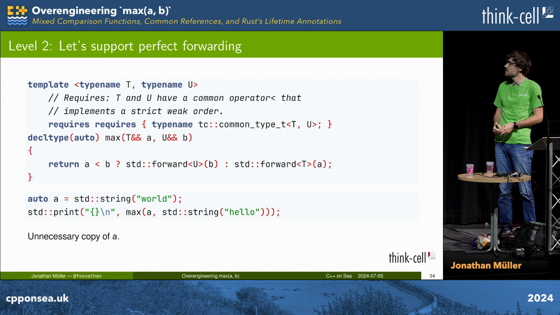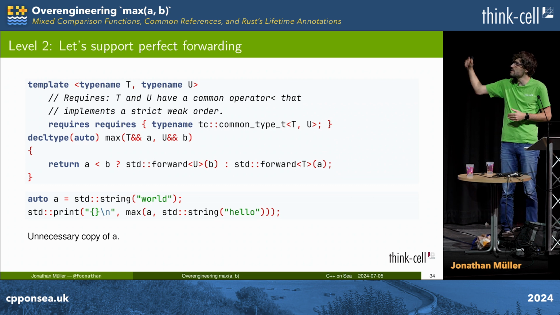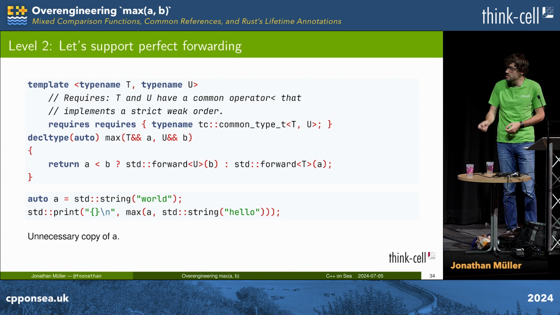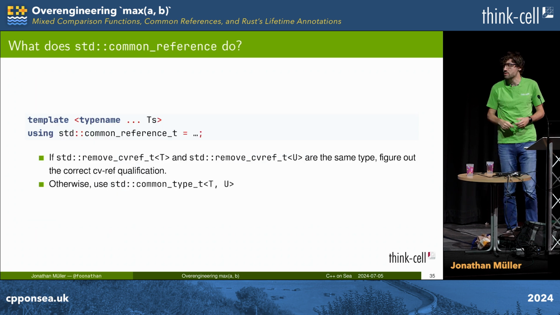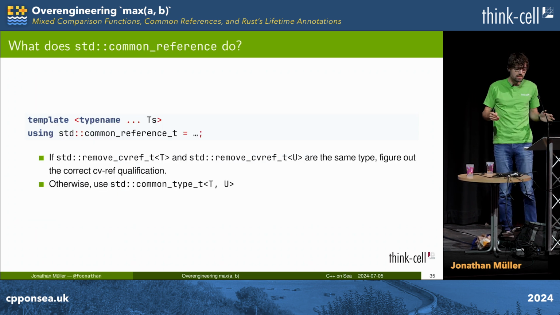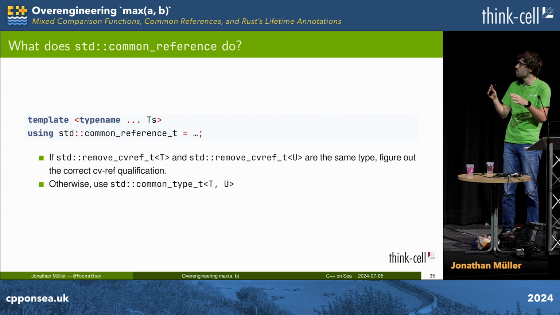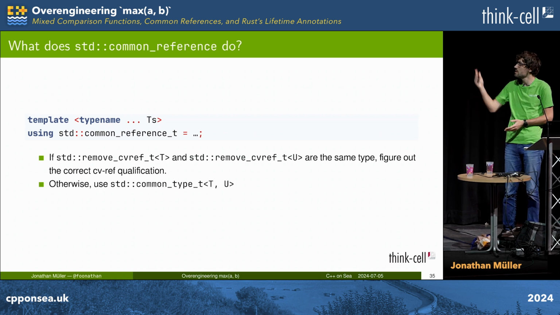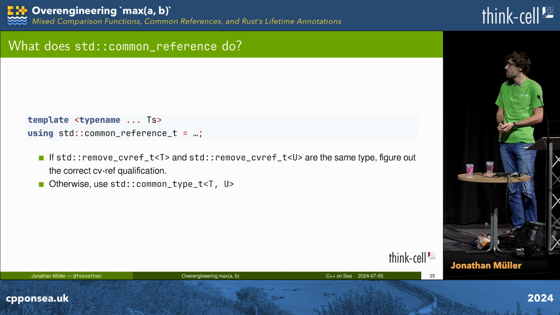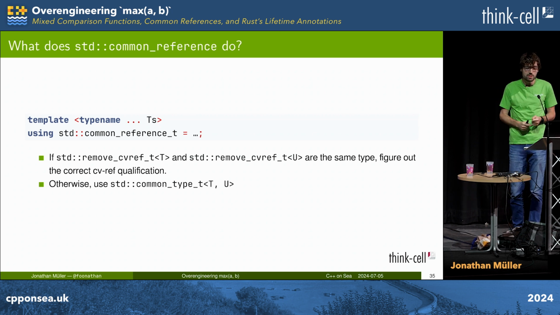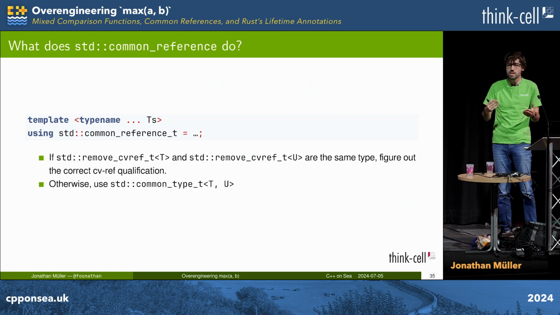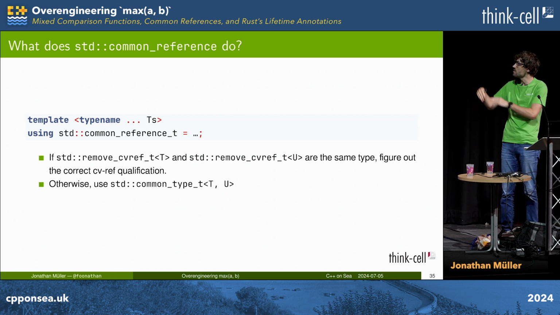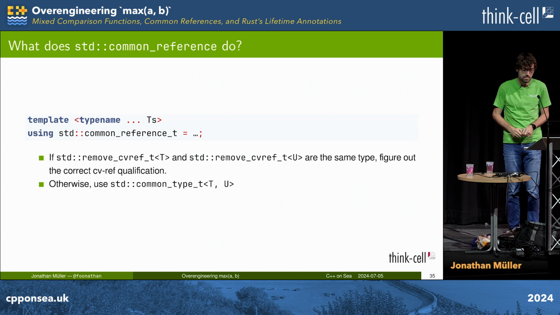What we actually want is to use a return type that is like comment type, but also is an actual reference. And such a type exists. It's called std common reference. If we pass it types that are the same modulo cbref qualifiers, it figures out the correct combination of cbref qualifiers and is that. Otherwise, it falls back to std common type. So the common reference of a string and a string view is still a std string without any reference qualifiers. But if we pass in a string lvalue and a string rvalue, it will somehow figure out the correct thing.